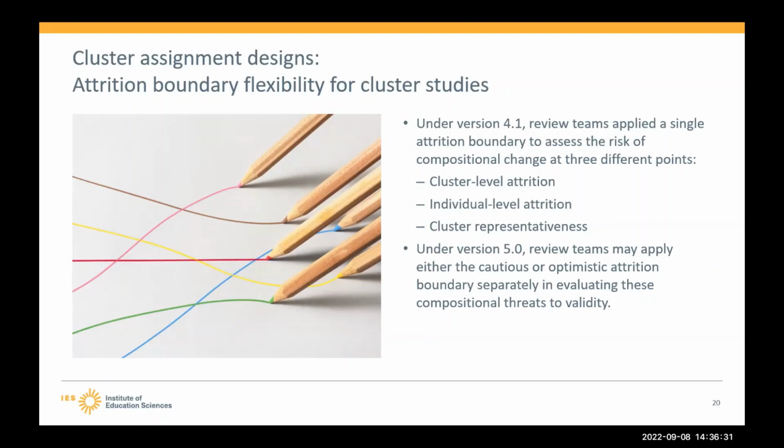So for instance, a review team could decide that the optimistic attrition boundary is the most appropriate for assessing cluster level attrition, whereas perhaps the cautious boundary might be appropriate for assessing individual level attrition and cluster representativeness. So this change to the standards under the 5.0 handbook is intended to more closely align with the reality of compositional change threats that operate differentially across the different levels of units in these cluster level assignment designs.